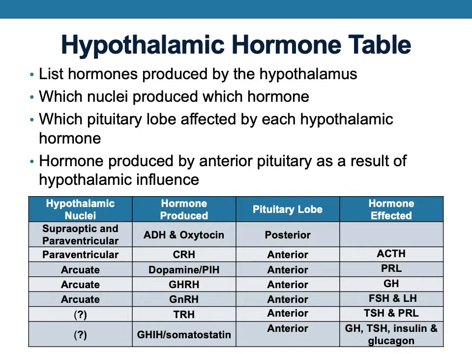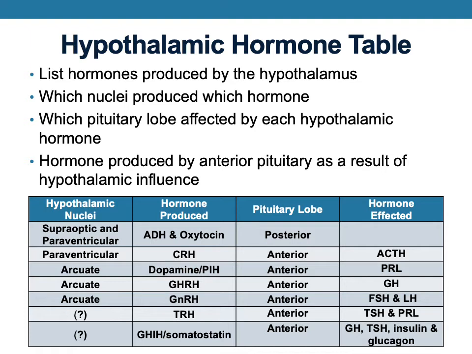The arcuate also produces gonadotropin releasing hormone, which stimulates the anterior pituitary to produce and secrete follicle stimulating hormone and luteinizing hormone. It's not sure which nuclei produces thyroid releasing hormone, so you won't be expected to know that. Thyroid releasing hormone stimulates the anterior pituitary to secrete thyroid stimulating hormone and sometimes prolactin.